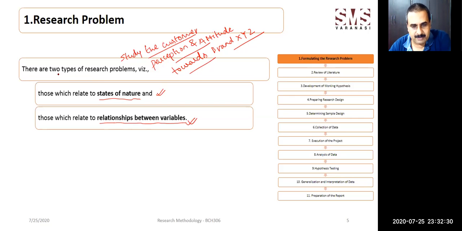But if I want to understand the nature of the problem, we have to understand perception first, then attitude first, and how this is going to impact this brand awareness or brand image. Means we have to establish a relationship between perception, attitude, and brand image. So these three variables should be there, and if we want to understand the nature of the problem, we have to understand all the variables which are involved and how they are interrelated to each other.